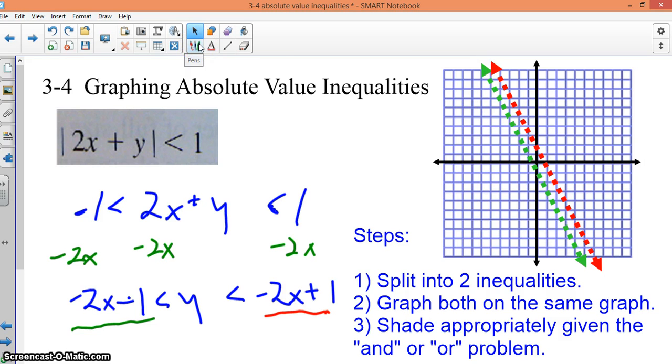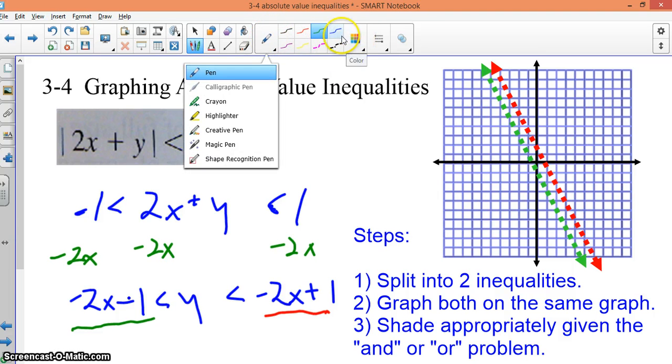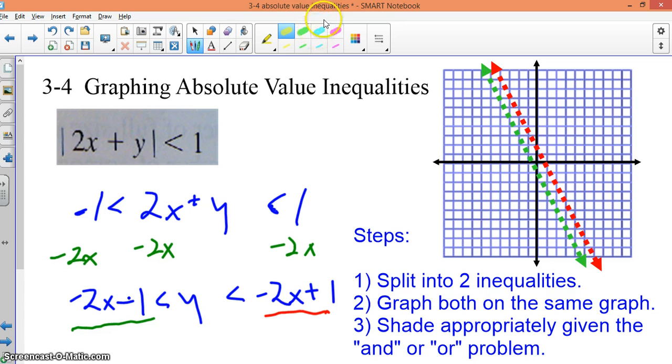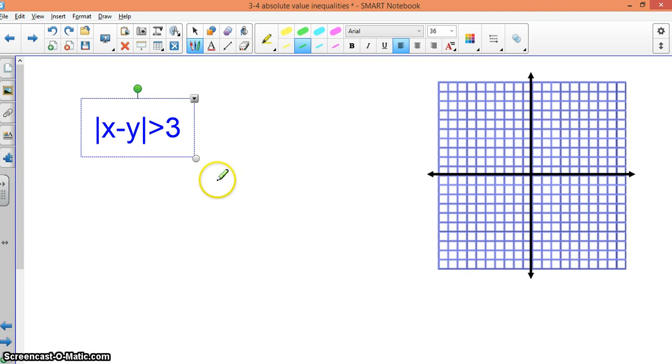So let me get the little highlighter, see how that goes. We shade between the two. Green will work. I have the little one here. And so it's everything between the two. So this is just everything above the green and below the red. And that's just what's between them. There you go. So that's typically how one of these works. Okay? Don't judge me based on my coloring skills. It's everything between the red and the green. Right? Next. So what if it's this?